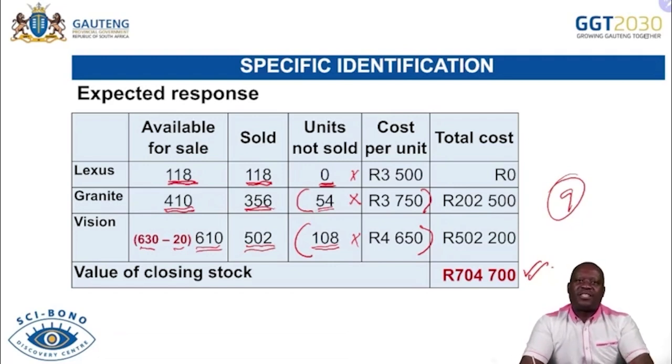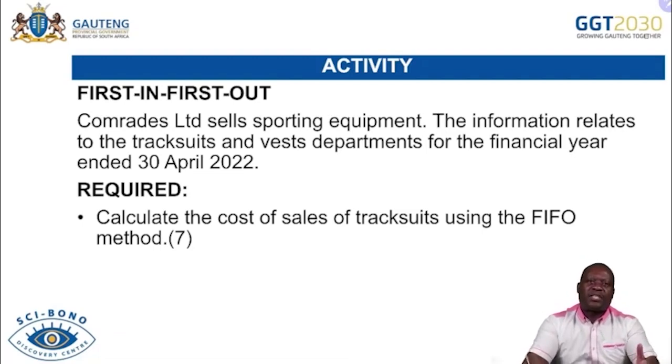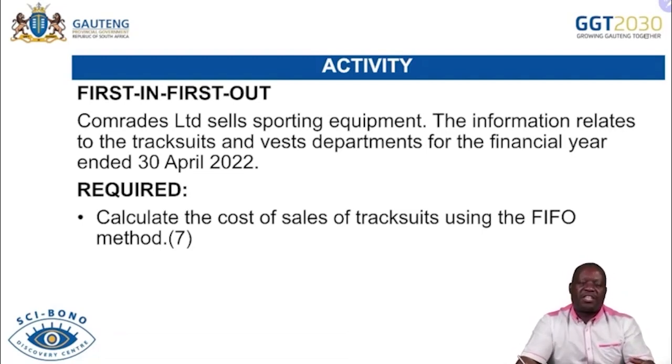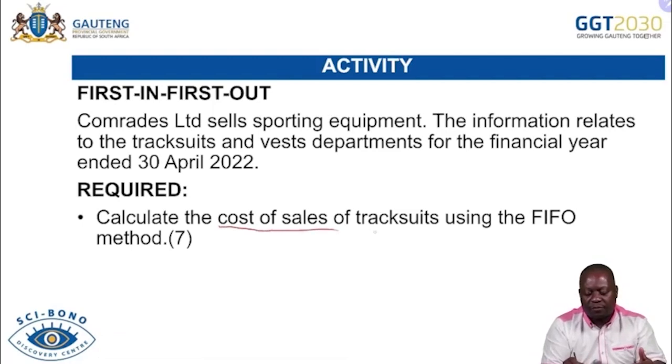Let's move on. We still have 2 methods to go through. So let's see if we can have another activity which tells us what to do. There we are. Our next port of call is the first in, first out, the FIFO method. Comrades Limited sells sporting equipment. The information relates to the tracksuits and vests department for the financial year ended 30 April 2022. We are required to calculate the cost of sales of tracksuits using the FIFO method.